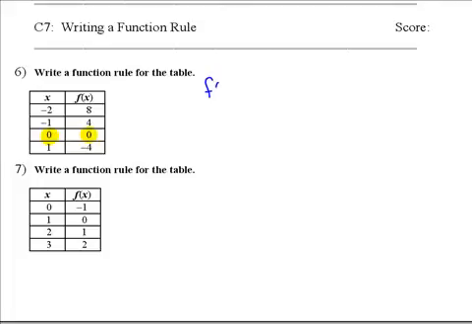So f of x is going to equal some number times x. We just have to figure out what the number is. Well, if we look at these, when x is 1, we get negative 4. When x is negative 1, we get positive 4. When x is negative 2, we get 8. How do you get from 2 to 8? By multiplication? Multiply by 4. How do we get from negative 2 to positive 8 or negative 1 to positive 4?